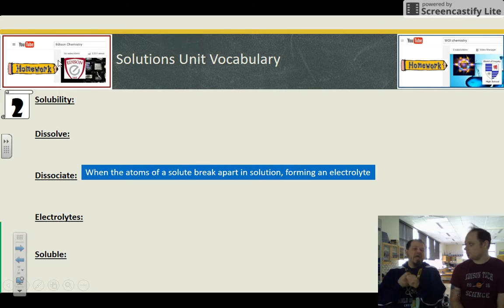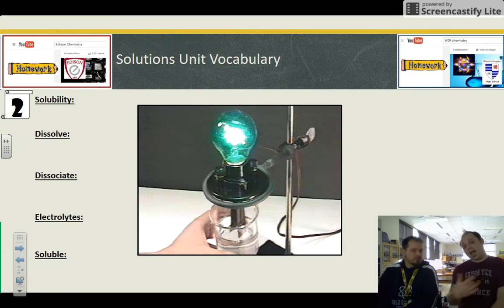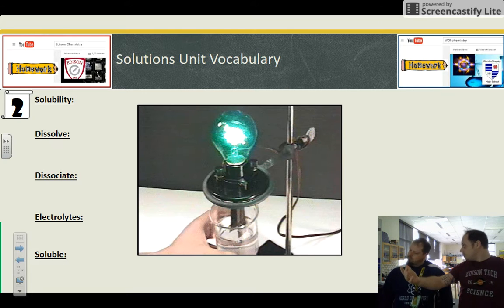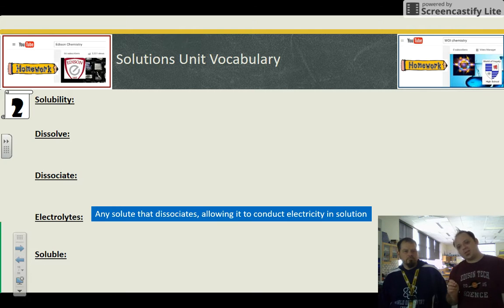When the actual atoms break apart, first the molecules or compounds break apart, that's dissolving. And then if it further breaks down into the atoms, now it's dissociated, and that is forming an electrolyte. So what is an electrolyte? There it is in our lab where we lit up the light bulb with a liquid. It's any solute that dissolves in water and then dissociates.